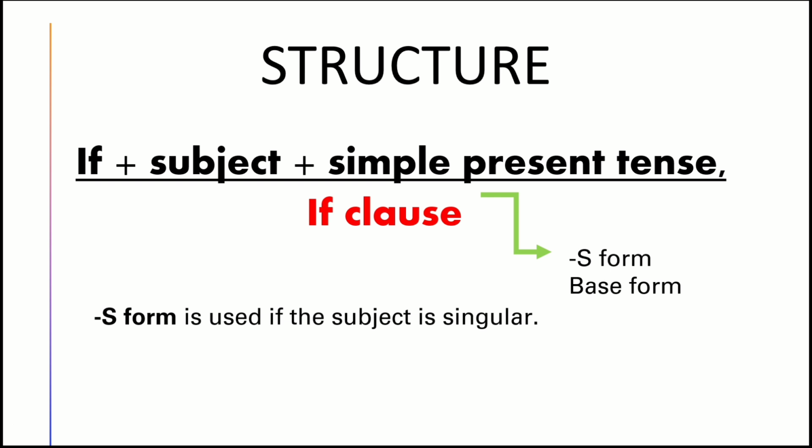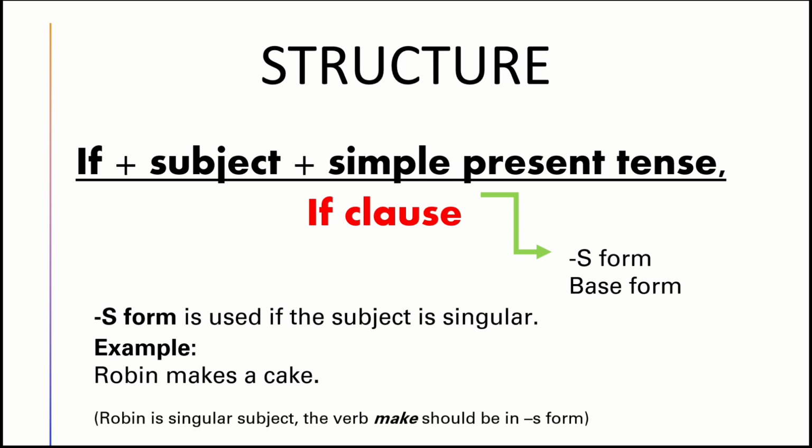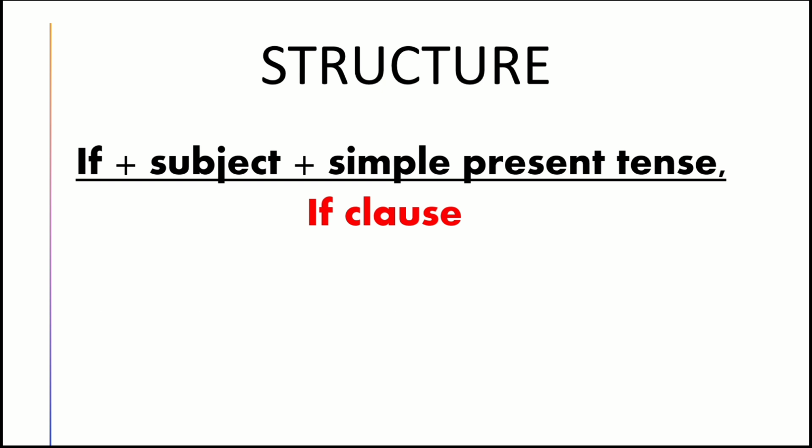Si S form is used if the subject is singular. Again, pag sinabi nating singular, it is only one. Okay? Ginagamit natin si S form if we only have one subject. Example, Robin makes a cake. Our subject here is Robin. And our verb here is makes. So, it is simple present tense, yung makes. Pero bakit may S? Because our subject Robin is only one. Okay? Robin is singular subject. The verb make should be in S form.